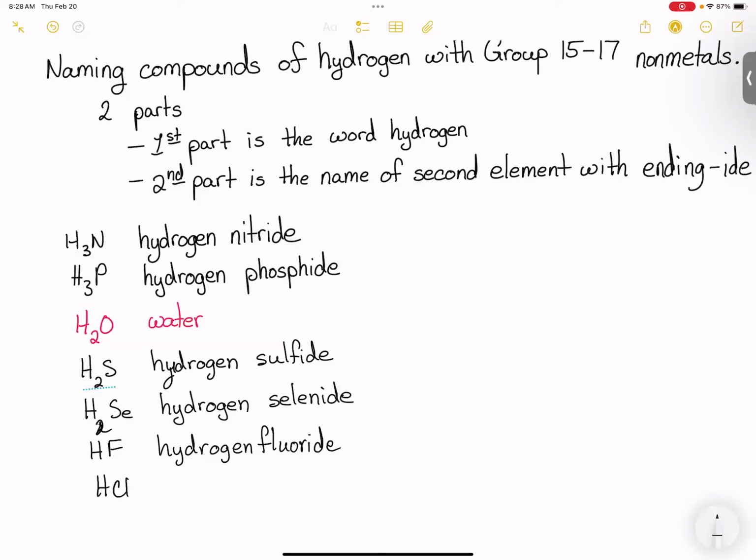HCl is hydrogen chloride. Now, I want to make note, some of you have had some chemistry, and you would have called some of these by a different name. Like the HCl, you would have wanted to call it hydrochloric acid. There is a slight difference between hydrogen chloride and hydrochloric acid. I will discuss the difference when we start talking about the acids. But right now, and for your test on Thursday of next week, you need to simply know it as hydrogen chloride.